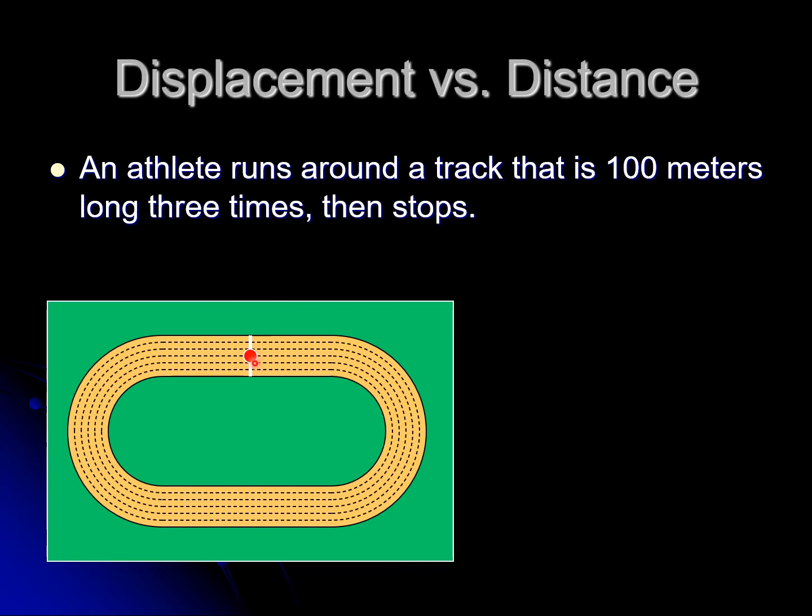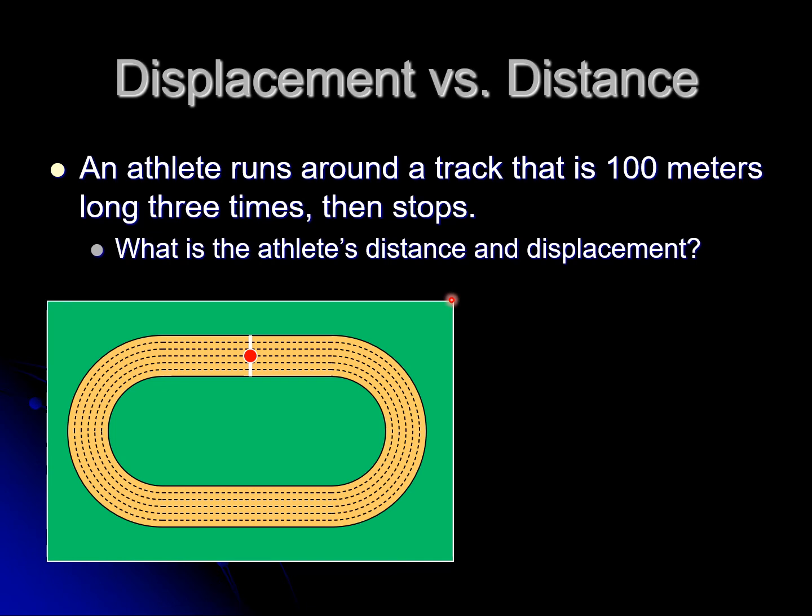An athlete, so this is the person, runs around a track that is 100 meters long 3 times. What is the athlete's distance and displacement? So the athlete is running 3 times: 1, 2, 3. So the question is, what do you think is the distance?